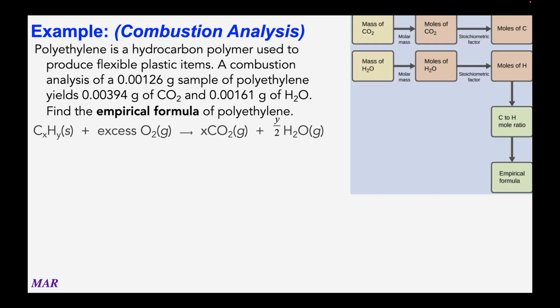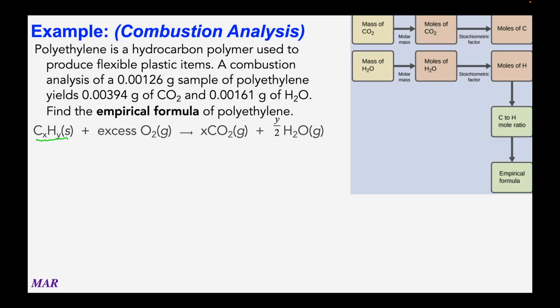In this reaction, we have a combustion analysis. And again, combustion means you've got something organic, which I'm just going to write CxHy for right now. It's being burned in oxygen, O2, and it ends up making CO2 and water. Now, this is a small amount of sample. It's 0.00126 grams of polyethylene, which is something organic, and it yields 0.00394 grams CO2 and 0.00161 grams of water. We can use this information to calculate the empirical formula of the polyethylene.